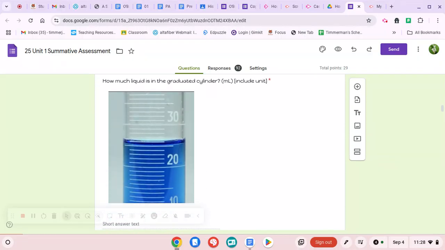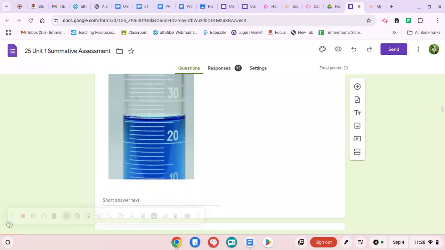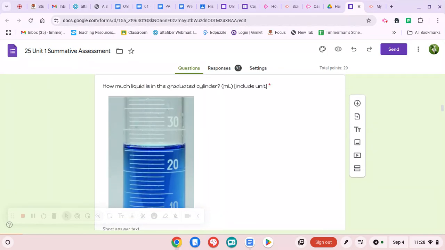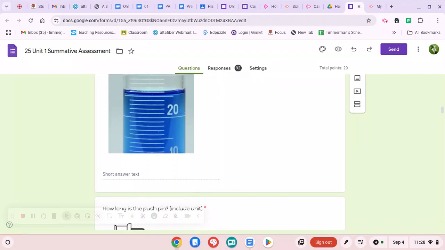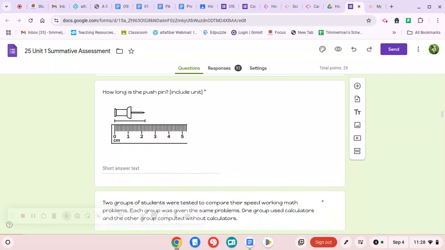How much liquid is in the graduated cylinders? In milliliters. Include the unit. So you're just going to type in your answer and make sure you put ml after the number. How long is the push pin? Include the unit. Again, you're going to type in the number with the unit after.